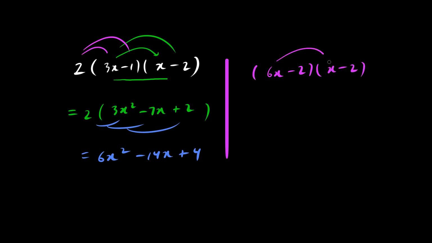And we use FOIL. First, 6x squared. Outside, we have negative 12x. Inside, minus 2x. So we put this together as negative 14x. And finally, last, we have negative 2 times negative 2 is positive 4. We have the same answer.